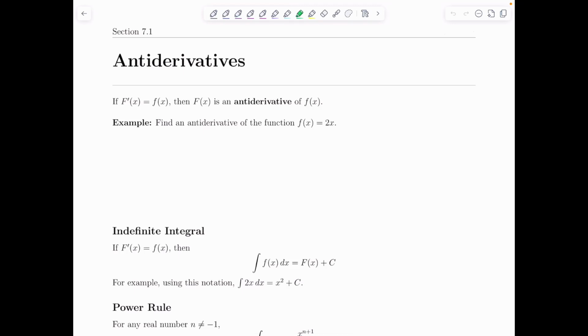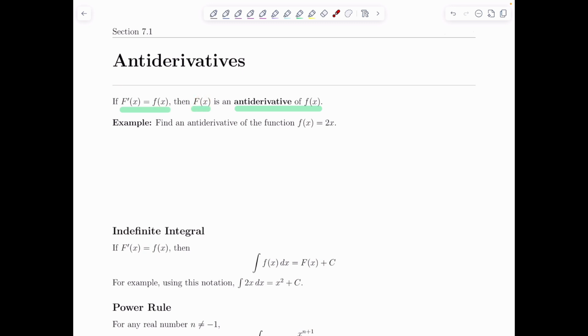This is the video lecture for section 7.1 for business calculus on antiderivatives. So first, what is an antiderivative? Well, if you had to guess, I think you'd probably guess correctly. It's some function whose derivative we take to end up with a given function. And more formally put, if capital F prime of x is equal to lowercase f of x, then we say capital F of x is an antiderivative of f of x. So basically you take the derivative of capital F and you get lowercase f.